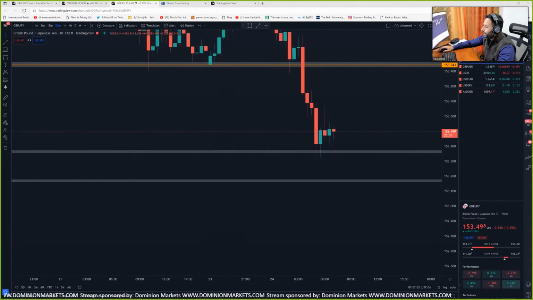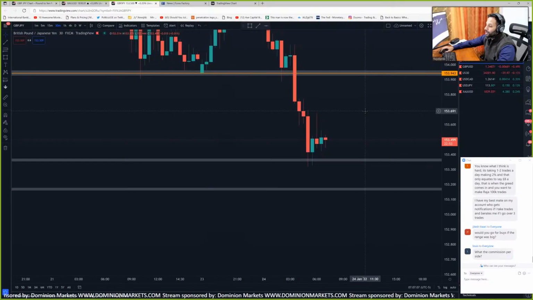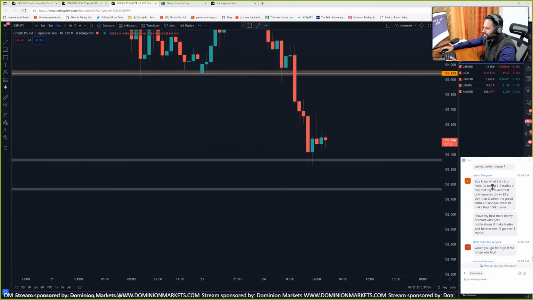Would you go for buys if it was a bigger range? No, I'm not going to talk about whether we could go for buys if the range was big, because that's not happening. We're only focusing on what's happening right here. What's the commission per side? $7, 7 per side. Oh, 3.5 per side. So total set.